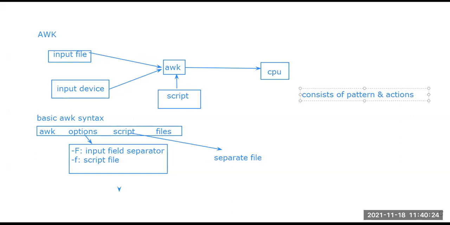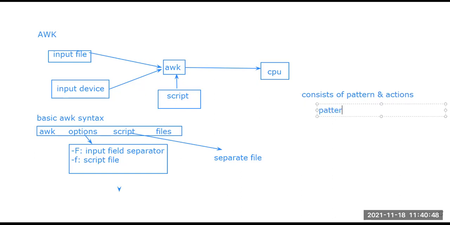And it is useful for only two purposes. First one, it transforms the data file and produces the formatted output. If we require some output in a specified format, then this AWK script helps us to do that. It consists of patterns and actions.